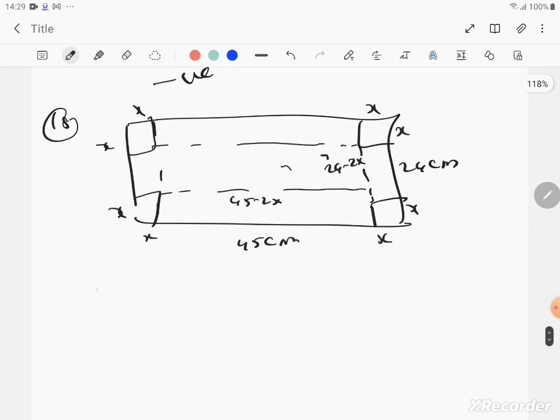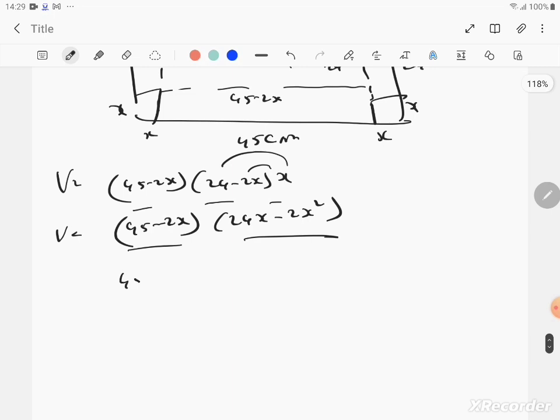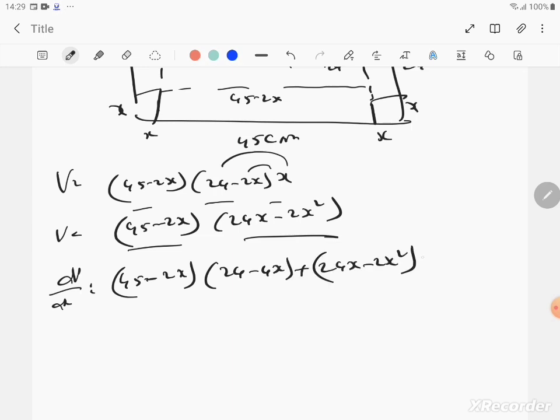So this is also a cuboid, L into B into H, which is 45 minus 2x into 24 minus 2x into x. This is my volume, but I don't know to do U, V, W, so I'm taking this inside. 45 minus 2x into 24x minus 2x squared, so that I can do it as U and V. So let's write the first term as it is. I'm going to differentiate with respect to x. The second term differentiation is 24 minus 4x plus the second term as it is. The differentiation of the first term is minus 2 is equal to 0.